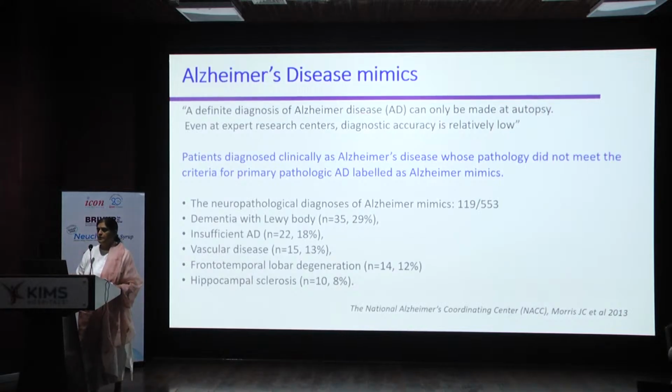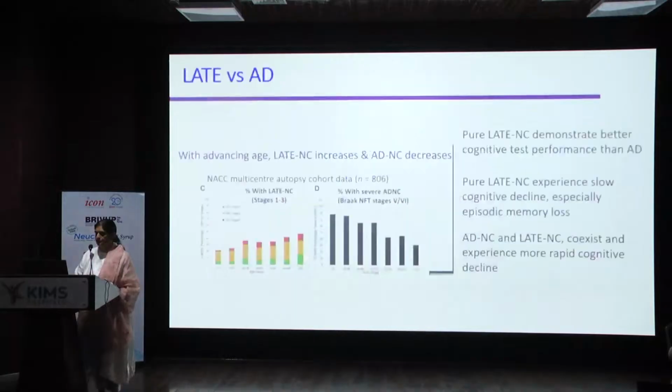30% had Lewy body dementia, 18% had some pathology, but it was insufficient. So that will map on to what Dr. Fahim said about little amyloid in the brain. Then many had vascular disease, frontotemporal dementia, and hippocampal sclerosis. So the list for AD mimics is quite long, which you should be aware of.